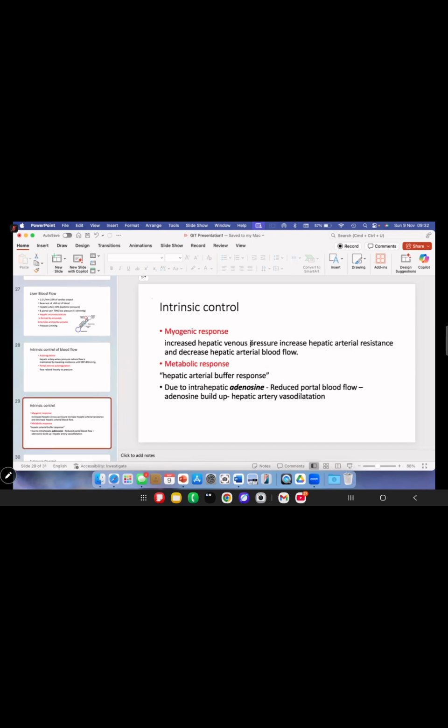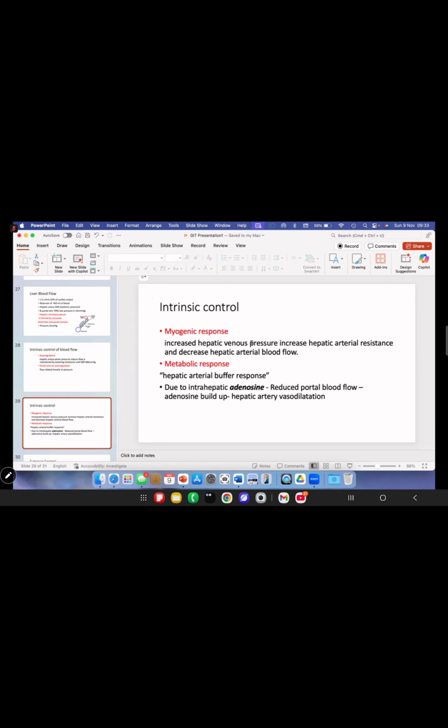Intrinsic control. When you talk about autoregulation, you're talking about the myogenic response and the metabolic response as well. Now, the myogenic response is that increased hepatic venous pressure increases the hepatic arterial resistance and decreases the hepatic arterial blood flow. So what happens is, if your liver is congested, venous pressure is high, that invariably exerts a pressure on the arteries and they will be constricted, then arterial blood supply will be reduced, right?